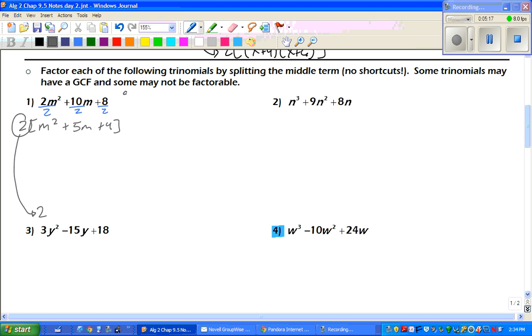Now, A is 1, B is 5, C is 4. This is our new part. We're not going to the original. So the factors of 4 are 1 and 4, 2 and 2. So out of those, which ones add up to give us 5, but multiply to give us 4? What numbers? There's only 2 combinations that you can choose from. And that's 1 and 4. Because 1 plus 4 gives us 5, and 1 times 4 gives us 4.